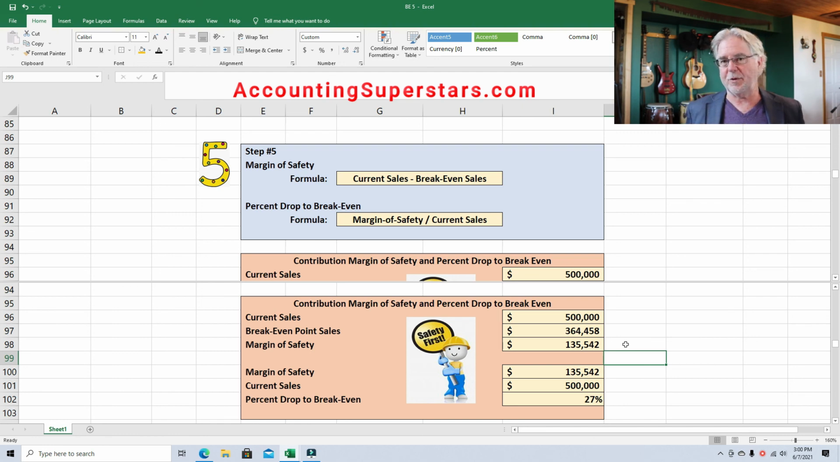So folks, here's what we did today. We found the break-even point, and from there we were able to find the margin of safety, and then we found the percentage drop to break even. So a lot of good information. Now I know I took my time on this, but once you get the hang of it, you can do it really fast. It's really easy. In fact, I probably could have done it in about 3 minutes. But it takes a little while to explain it.